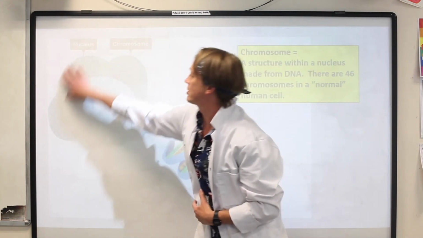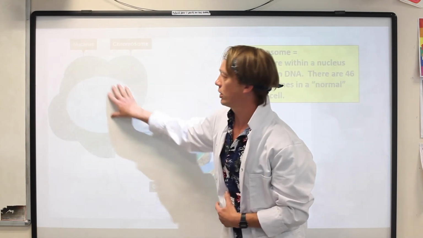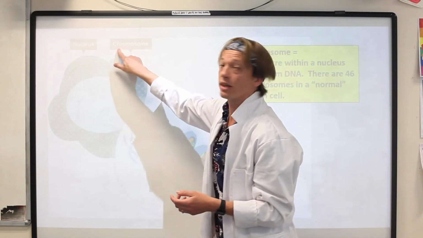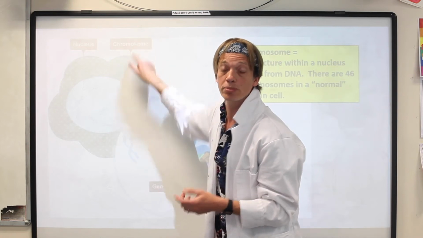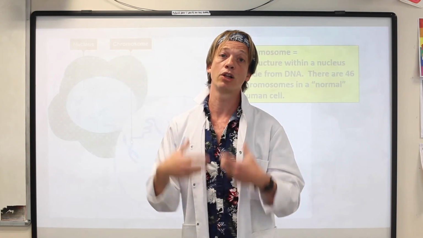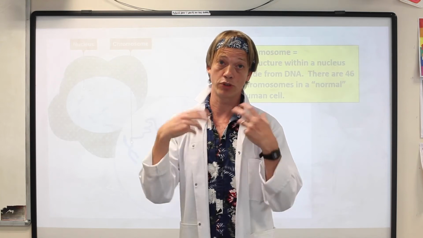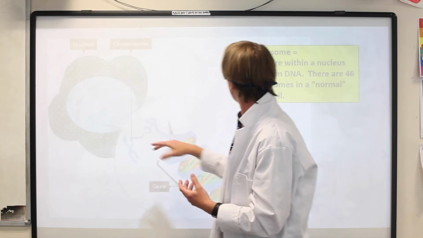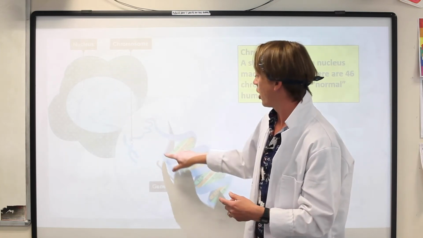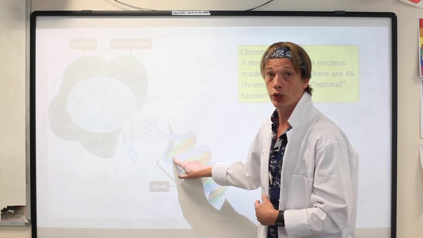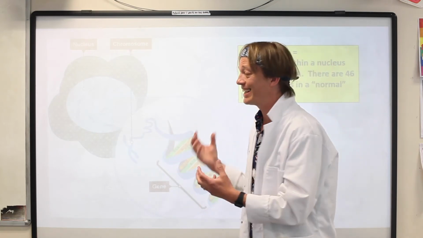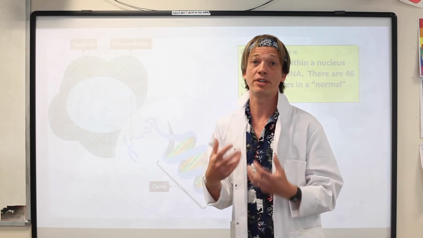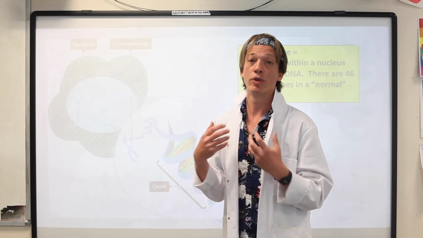So, here's my cell. Here's my nucleus. Inside my nucleus, so this is a eukaryotic cell, I've got these structures called chromosomes. And so in a human cell, you have 46 chromosomes in a normal human cell. So let's look at these chromosomes. What are these chromosomes made from? These chromosomes themselves are made from the molecule DNA. So you need to know that DNA is the molecule that makes up a chromosome, and chromosomes in effect store your DNA within your cells.